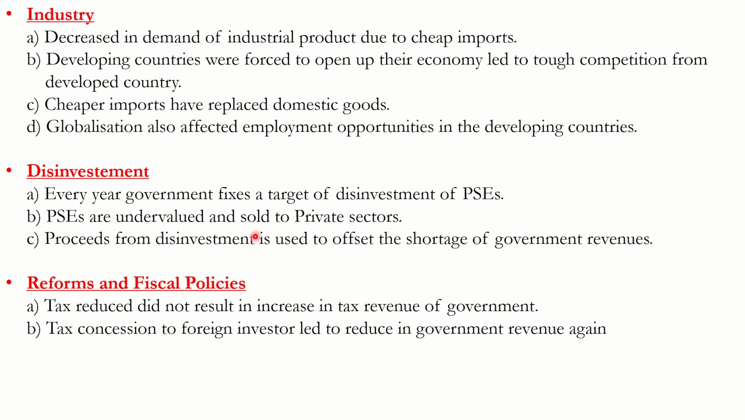The last one is reform in the fiscal policies. Tax reduction did not result in an increase in tax revenue of the government. Even after the tax has been reduced, there was no increase in tax revenue of the government. Tax concession to foreign investment led to a reduction in government revenue again. Private companies are given concessions relating to electricity and taxes. This has been introduced to attract good foreign investors, and led to a reduction in government revenues.